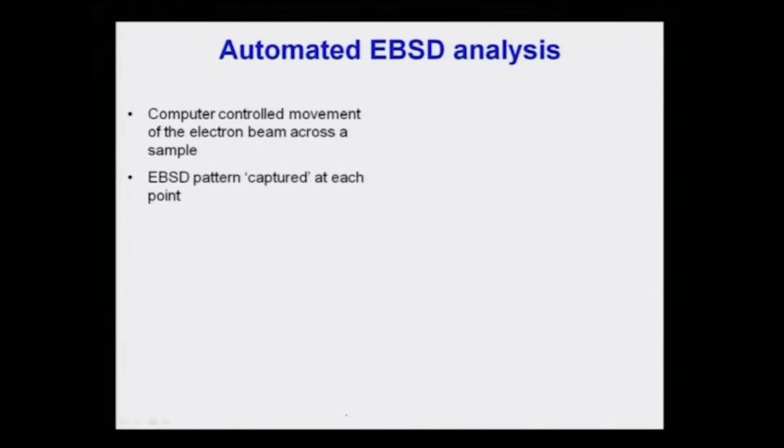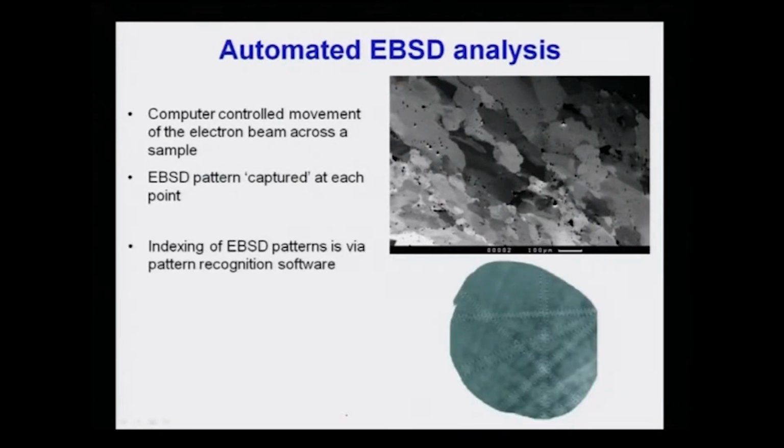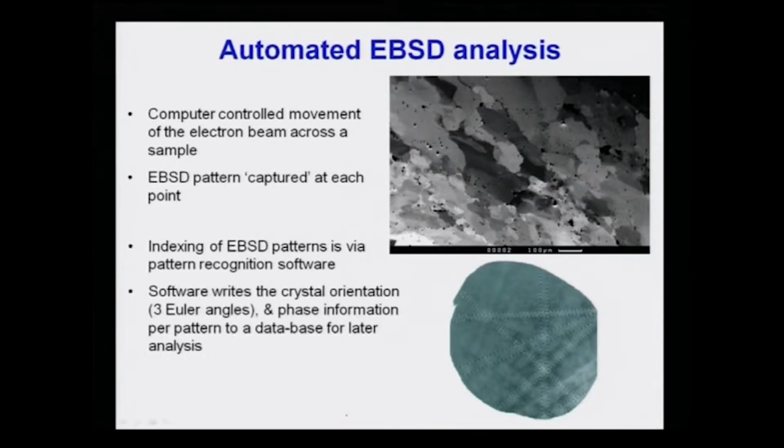So, let me just tell you how this is done in an automated or computerized system. Computer control movement of the electron beam across a sample can be done, EBSD pattern can be captured from each point, and that is what is shown. So, you can basically go to each point and capture the EBSD pattern, and this is the pattern from one, index this pattern by using a pattern recognizing software, and then the software has either crystal orientations in 3 Euler angles phi 1, phi 2, phi 3, and the phase information per pattern to a database for analysis. So, I am not going to discuss how these Euler angles are determined, this is again not possible in the short span of time, but one needs to know also.